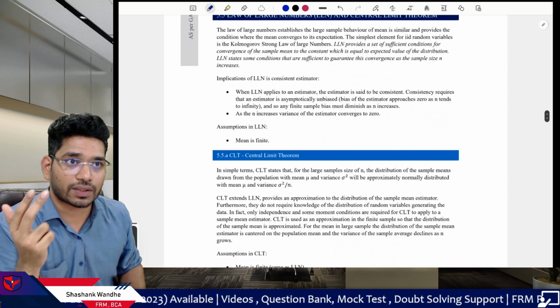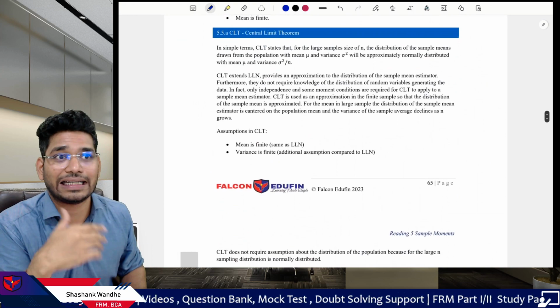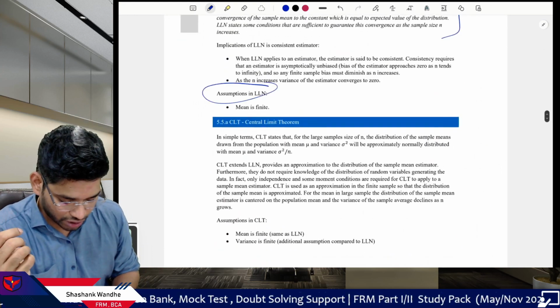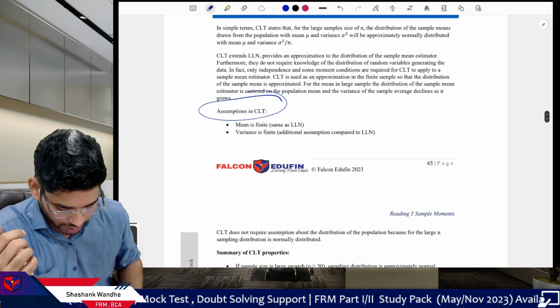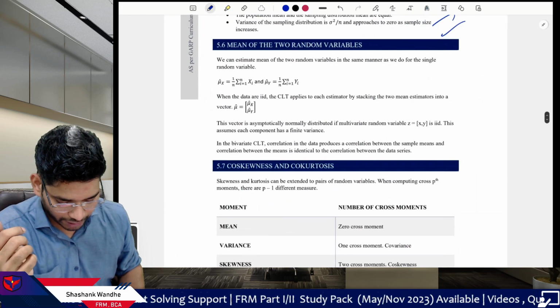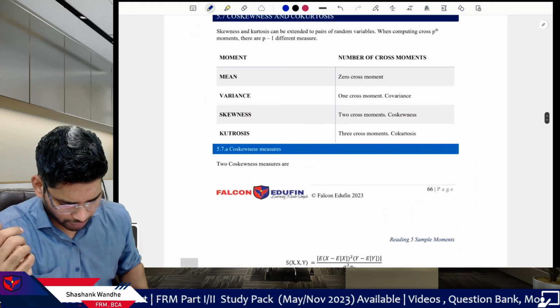Law of large numbers. Understand, remember everything. Okay, CLT, remember the assumptions, most important. What are the assumptions here, and then the summary of CLT properties. You have to remember this summary. Now then mean of two random variables. Again, the basic information, not very testable.